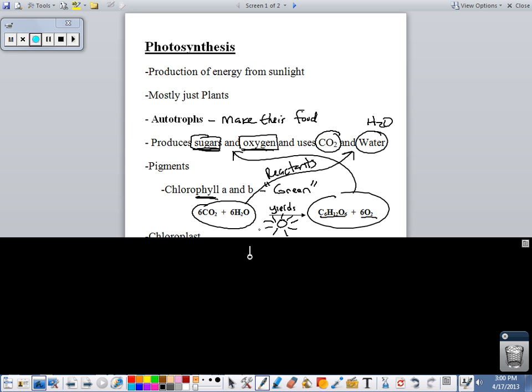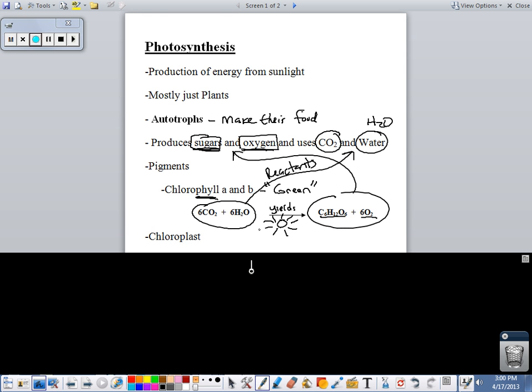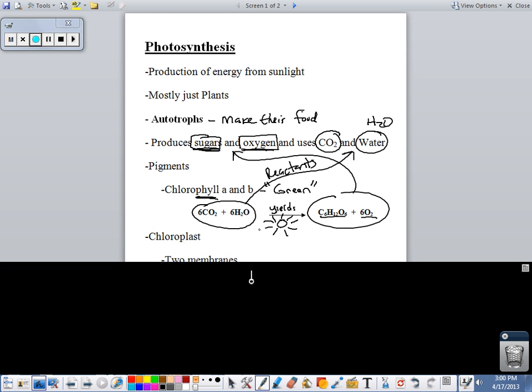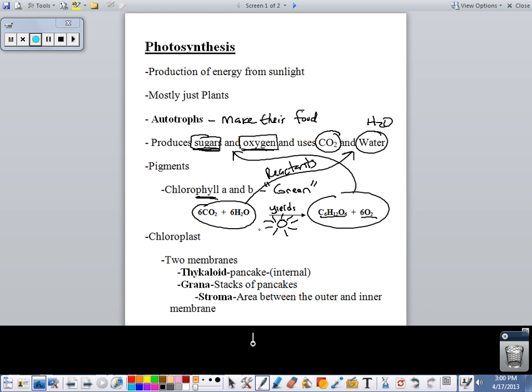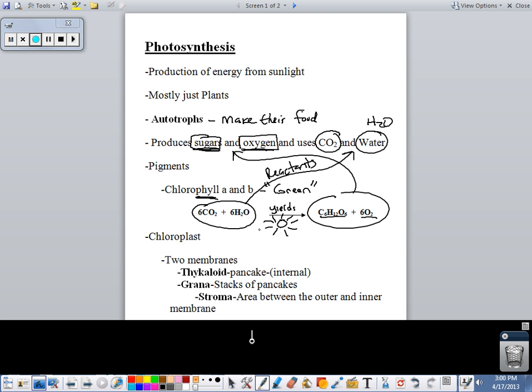The main organelle where photosynthesis occurs is the chloroplast. Look at this here. The chloroplast has two membranes, an inner and an outer. And then there are also other parts within the chloroplast. One is called a thylakoid, which are little pancakes. And then grana: you take the stacks of those pancakes, the thylakoids, and that makes grana. And then stroma is the open area between the inner and outer membrane.